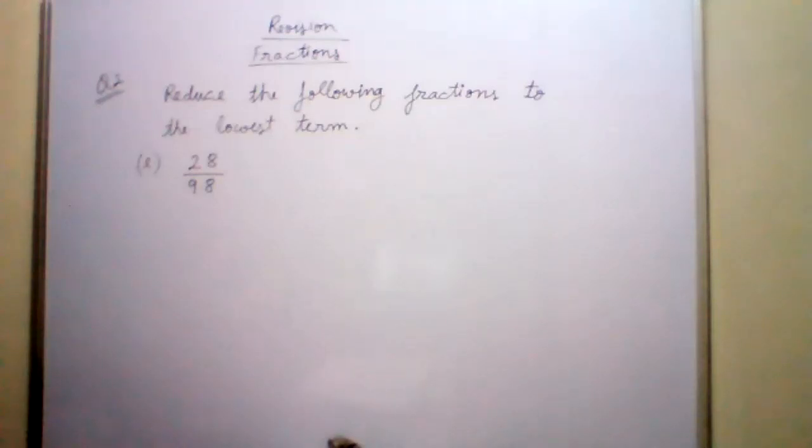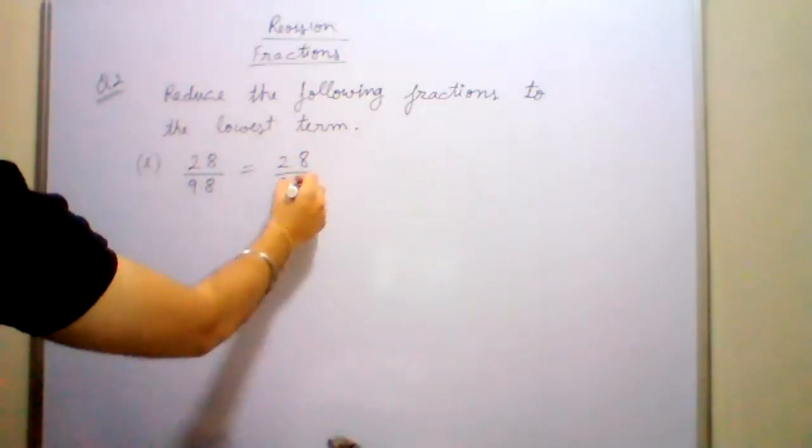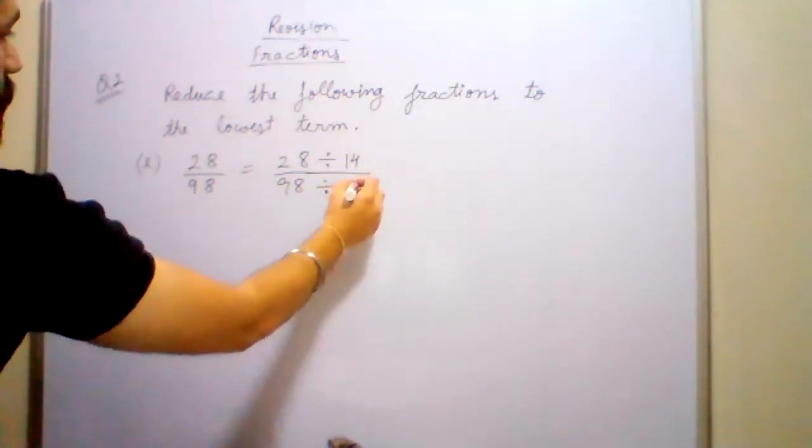Sir, I also found the answer. Very good. Simran beta, recheck your answer. It is not correct. The HCF of 28 and 98 is 14. How many of you have got the correct HCF? 14 is the HCF.